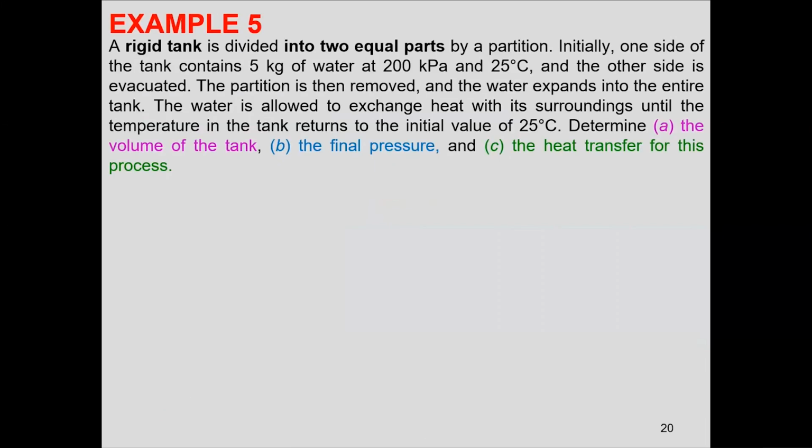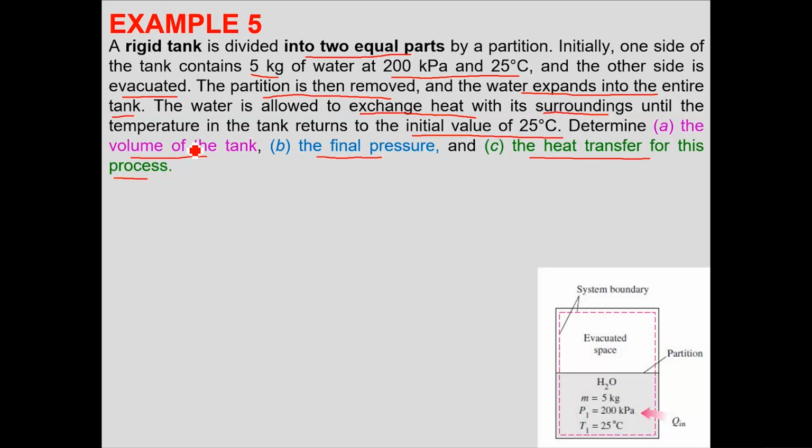Moving on, we have another example which says that a rigid tank is essentially divided into two equal partitions. Initially, one side of the tank contains 5 kg of water at 200 kilopascal and 25 degrees centigrade, and the other side is evacuated. That means it's vacuum over there. The partition is then removed and the water expands into the entire tank. As the water expands, the temperature goes down and heat exchange is allowed with the surroundings until the temperature in the tank returns to the initial value of 25 degrees centigrade. Find the heat transfer associated with this process.